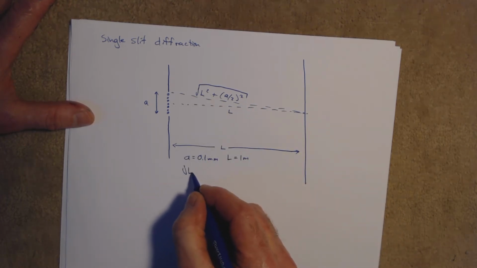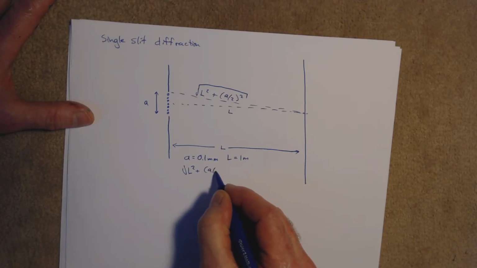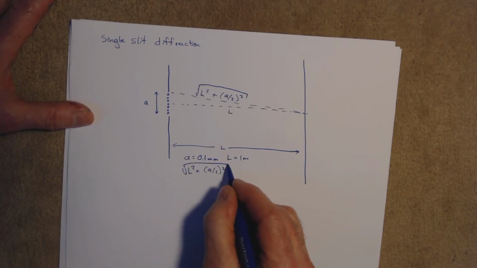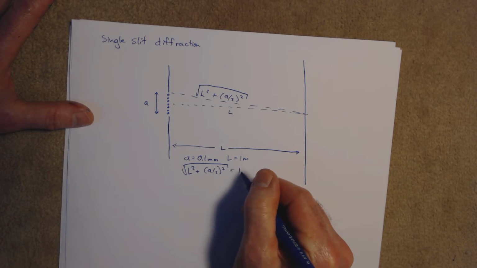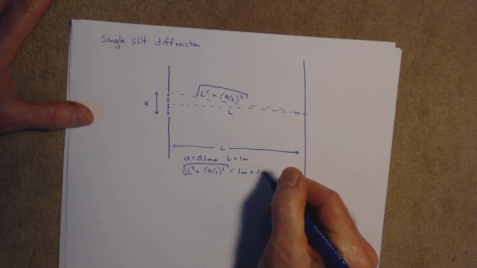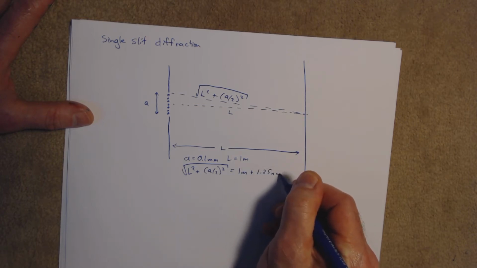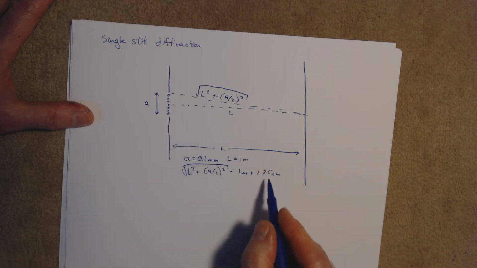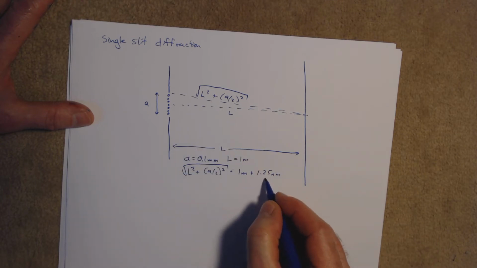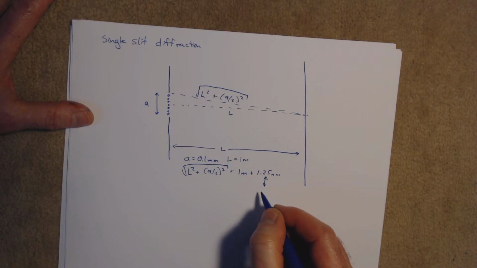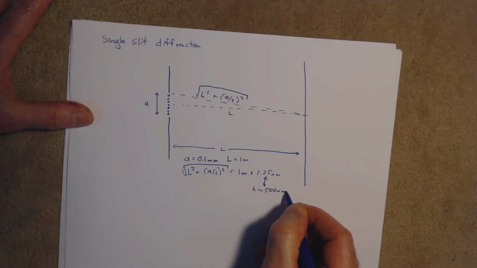So if you plug in the numbers for the square root of L squared plus (a/2) quantity squared, that turns out to be 1 meter plus 1.25 nanometers. So the difference in these two path lengths is 1.25 nanometers. You want to compare that with the wavelength of light, which is about 500 nanometers for visible light.